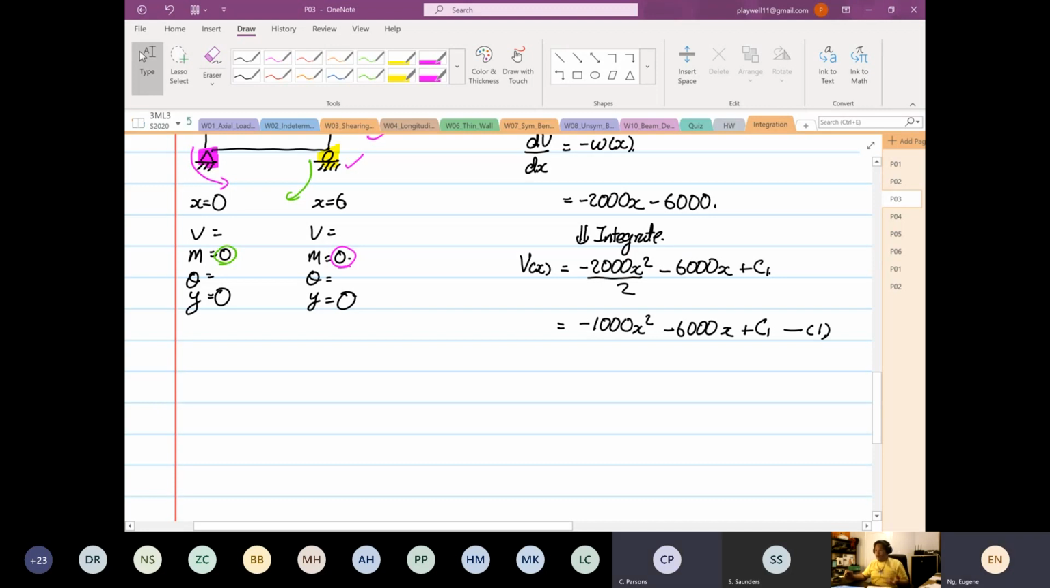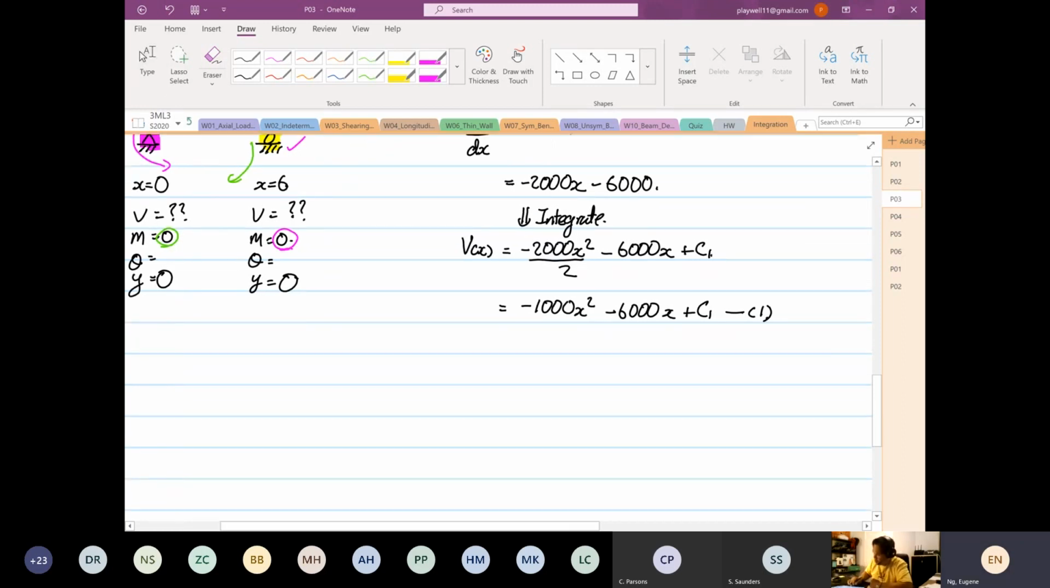No, you cannot find C1 at all. Why can you not find C1? Because you don't have any boundary condition down here. You don't know what they are. You don't know what V is at x equal to 0. You don't know what V is when x is equal to 6.